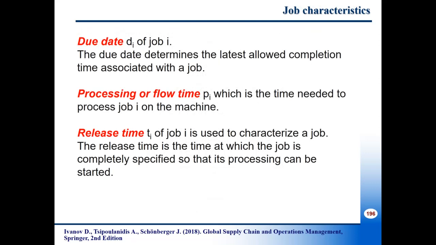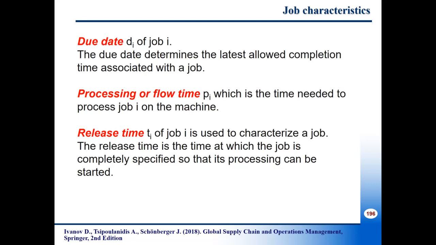In order to devise the planning objectives in machine scheduling, there are several commonly used performance indicators. For instance, here we have due date d_i of job i, that is, it determines the latest allowed completion time associated with a job.